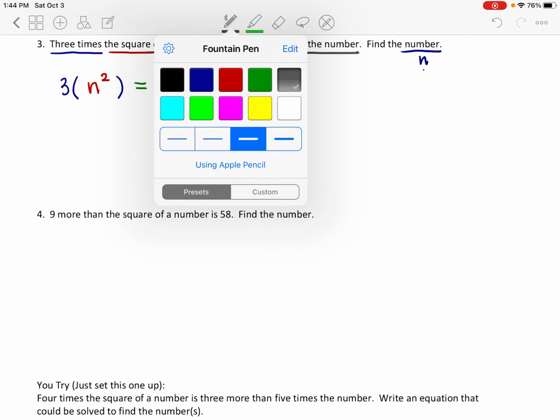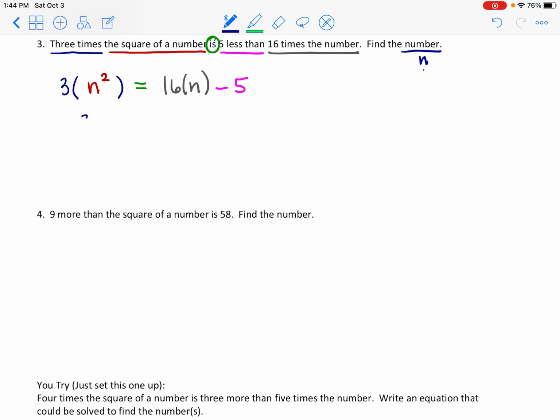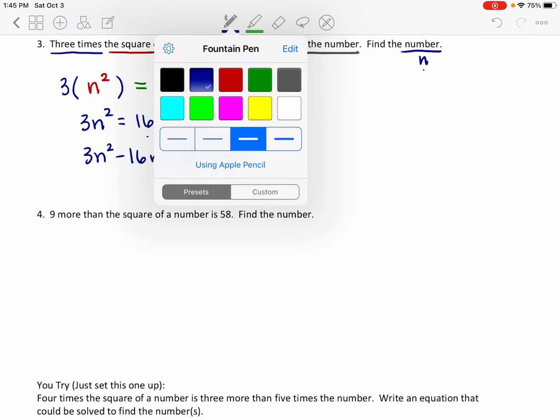Okay, so if I just clean this up a little bit, 3 times n squared is 3n squared. 16 times n is just going to be 16n, and then I have a minus 5. So that is my equation. All I have left to do is solve it, okay? So I want everything on one side equal to 0, so I'm going to subtract over the 16n and add over the 5. So I'm going to have 3n squared, a negative 16n, and a positive 5 equal to 0. And then I'm going to use bottoms up.